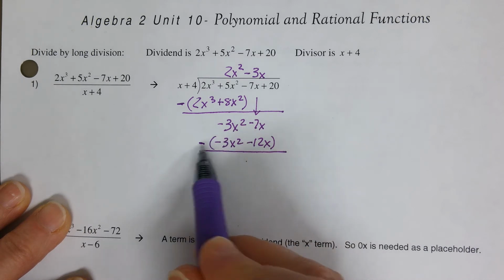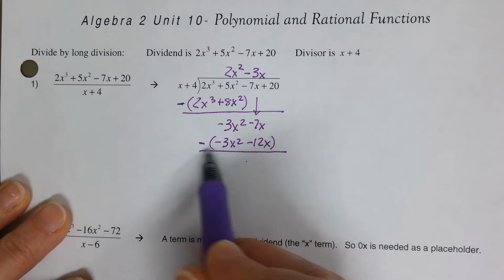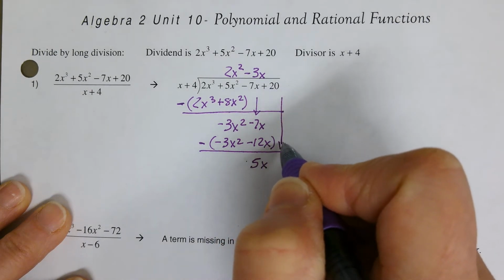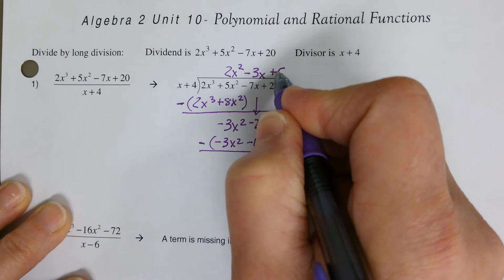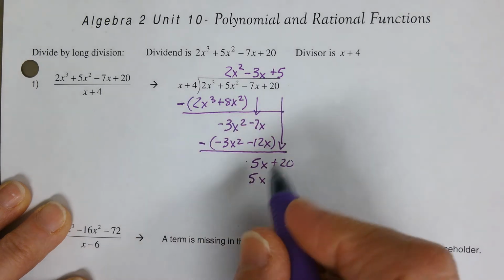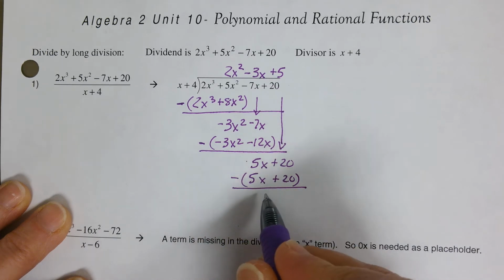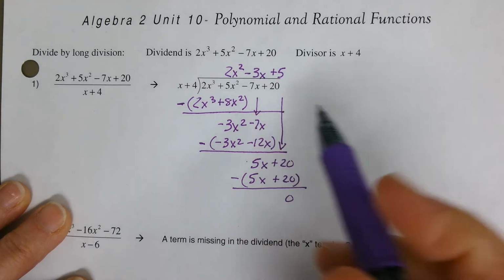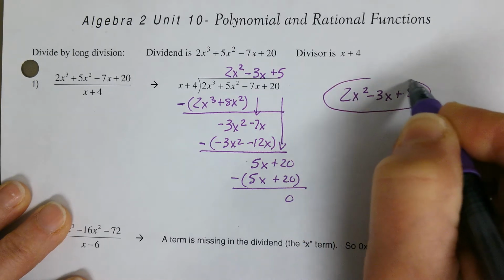Subtracting negative 3x squared, negative 3x squared minus negative 3x squared is 0. Negative 7x, subtract negative 12x. This becomes negative 7x plus 12x, which is 5x. Bring down the next term, which is the plus 20. 5x divided by x is positive 5. 5 times x is 5x, 5 times 4 is positive 20. Put it in parentheses, subtract. 5x minus 5x is 0, 20 minus 20 is 0. Our quotient is 2x squared minus 3x plus 5, so there is no remainder here.